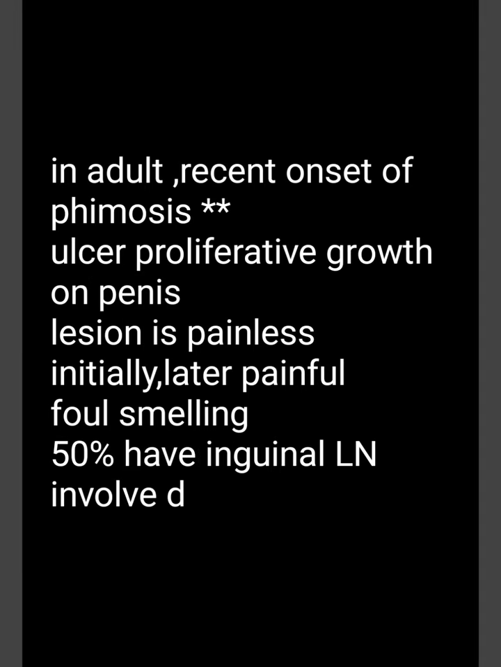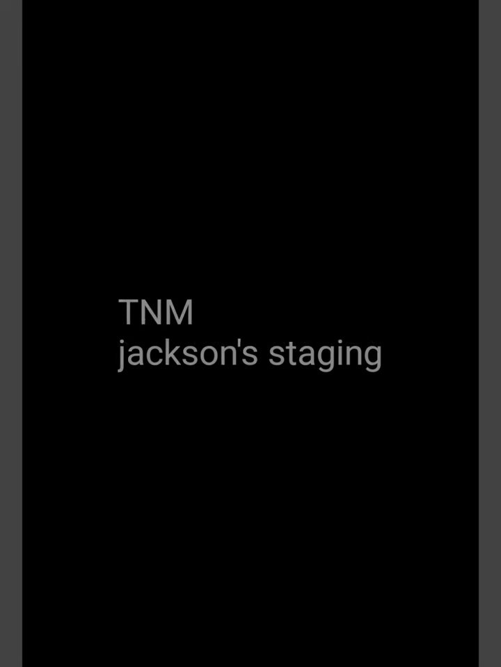Clinical features of penile cancer. In adult, recent onset of phimosis. Ulcer, proliferative growth on penis. Lesion is painless initially, later painful. Foul smelling. 50% have inguinal lymph nodes involved. Staging for penile cancer: TNM, Jackson's staging.